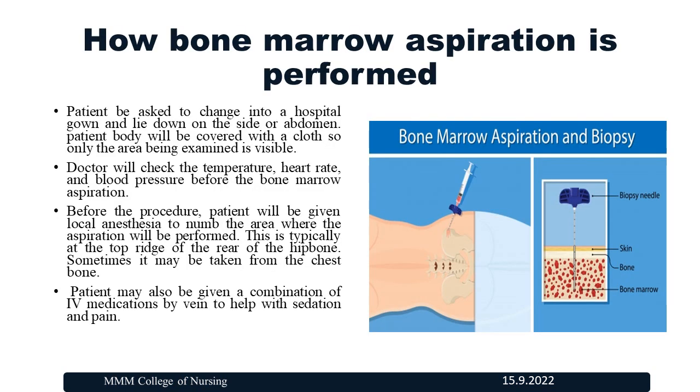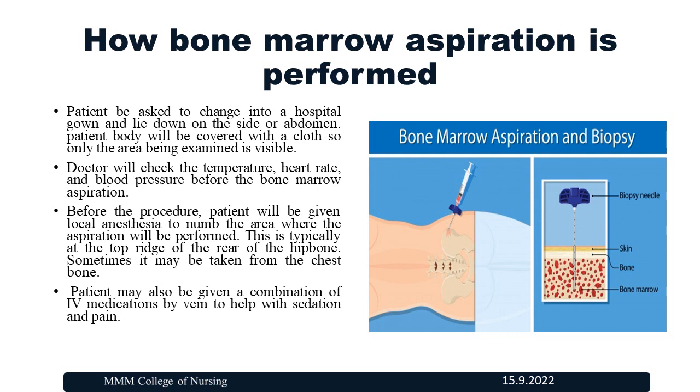Then how is the bone marrow aspiration performed? The patient may be asked to change into a hospital gown and lie down on the side or abdomen. The patient's body will be covered with a cloth, so only the area being examined is visible.